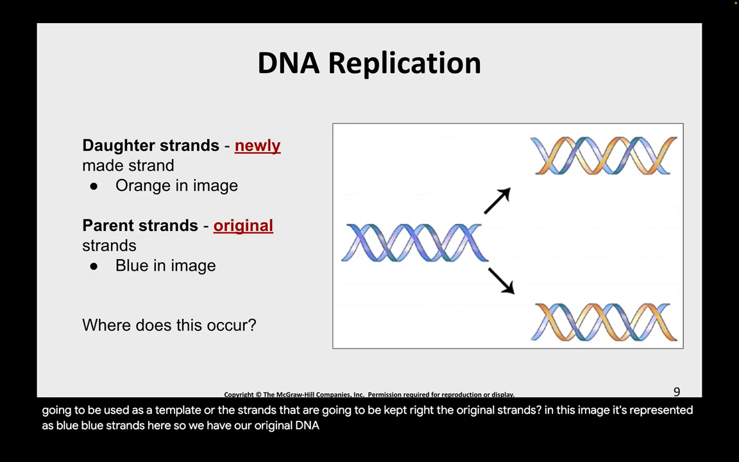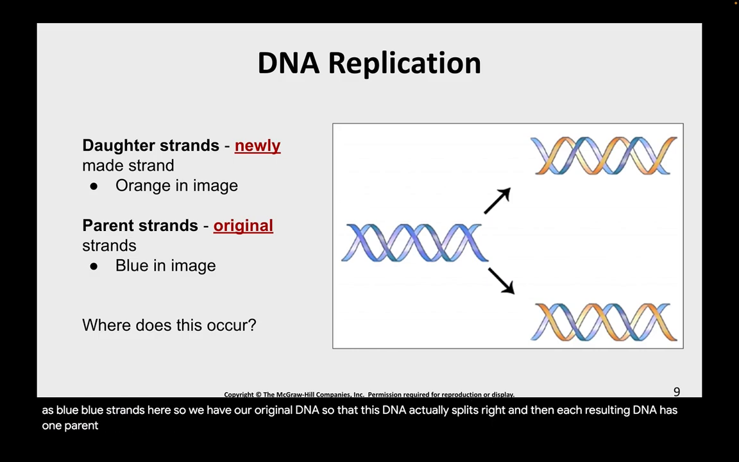We see that this DNA actually splits, and then each resulting DNA has one parent strand, and it has one daughter strand. The daughter strand is what's newly built, the newly synthesized strand. All right. So we have our parent strands, that's the original. We have the daughter, that's the one that's newly made.